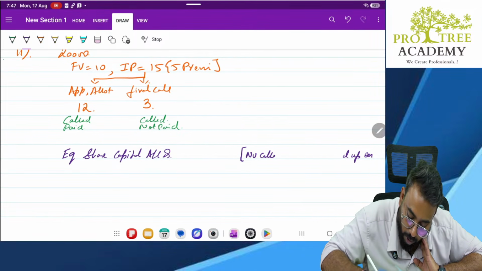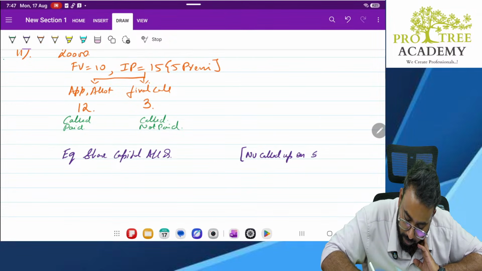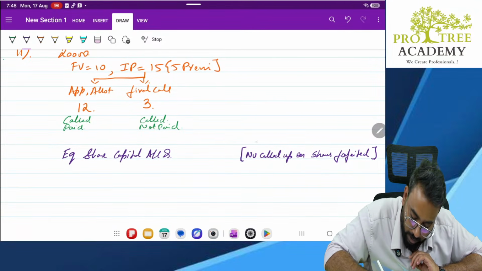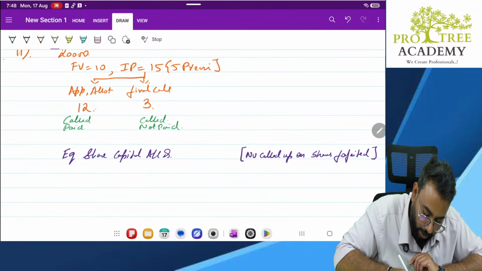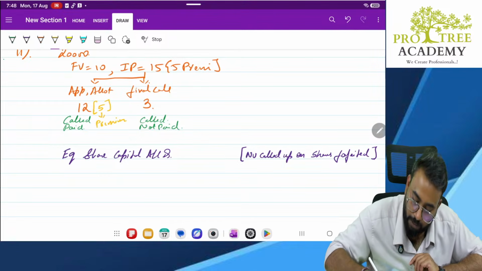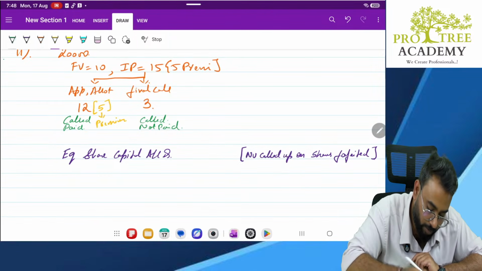Nominal value called upon. What is the nominal value called upon that? Wait, hold on. Don't take 12, because there is a premium of 5. So what is the nominal value that has actually been called?